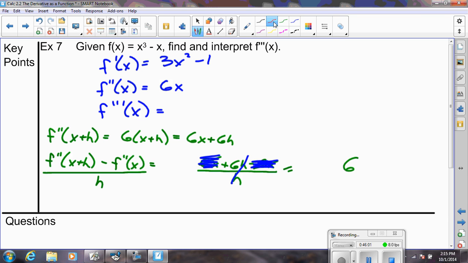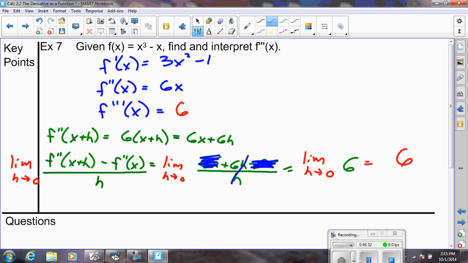Continuing by taking the limit as h approaches 0, and I'll fill it in for completeness. Evaluate the limit. Replace h with 0. There is no h, so it's just 6. We have the limit of 6. There is our triple prime.